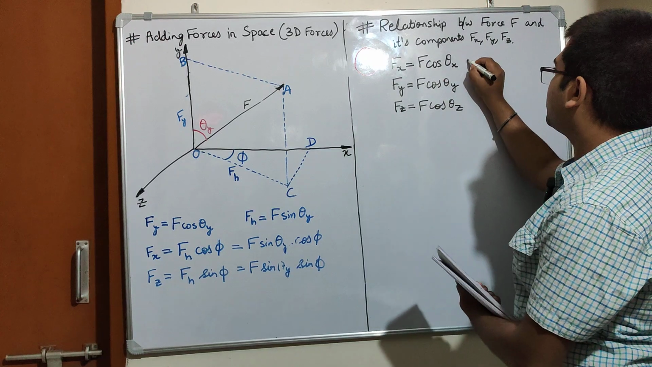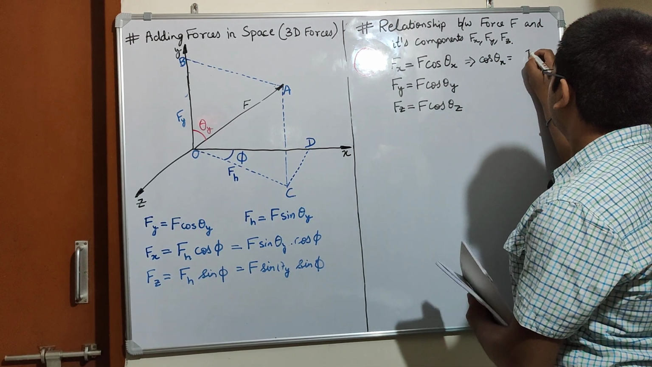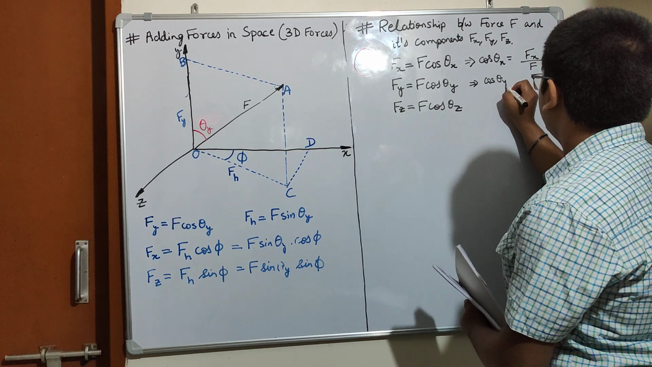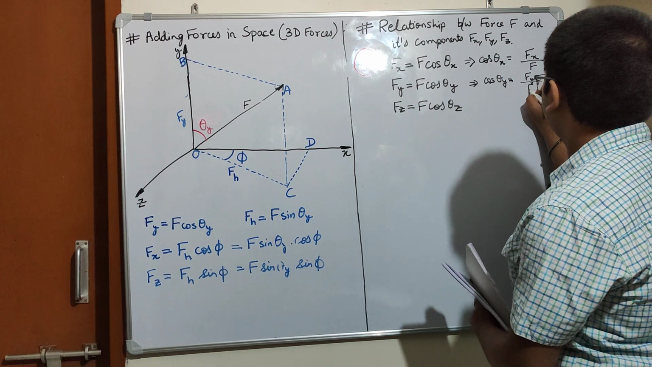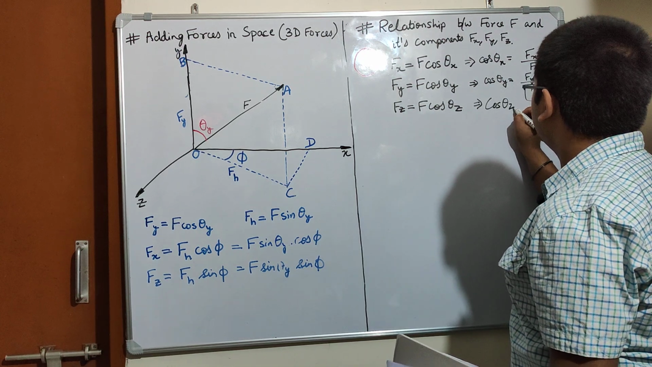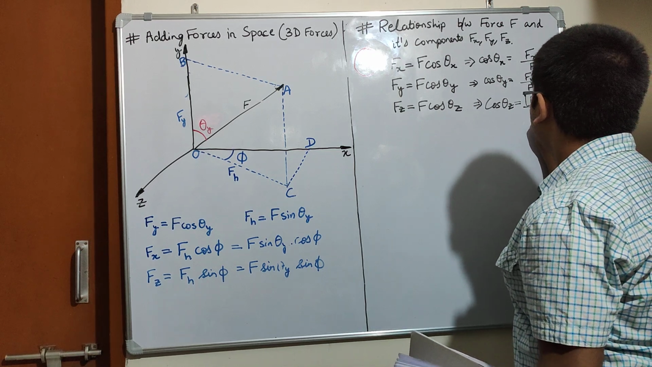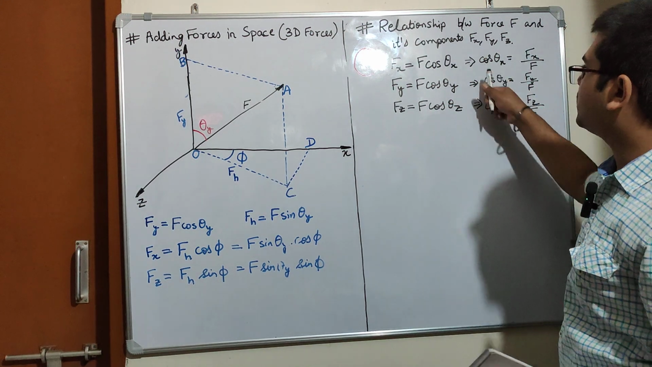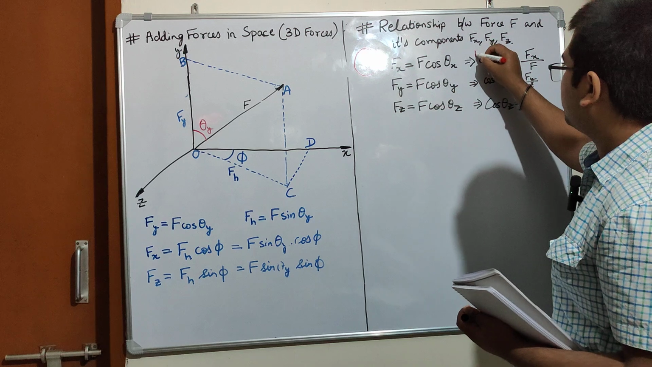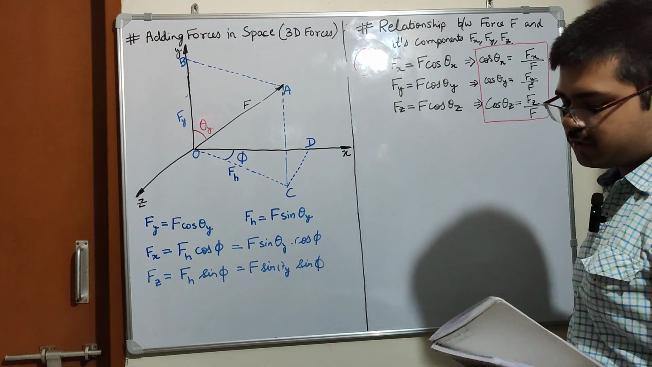From these equations, we can imply that cos theta x equals Fx by F, cos theta y equals Fy by F, and cos theta z equals Fz by F. So these are the three relations that we need to learn, and these three will be used in solving the numericals.